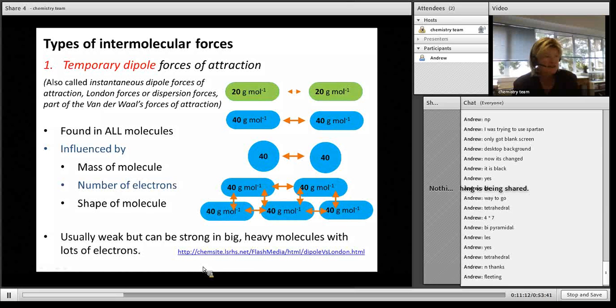And as I say, they tend to be weak. But you can end up with much heavier molecules.